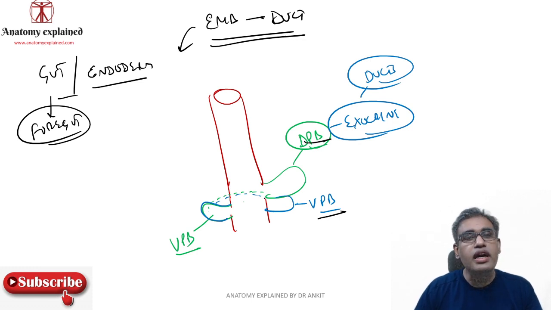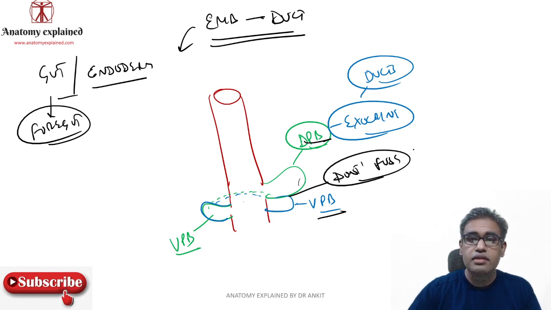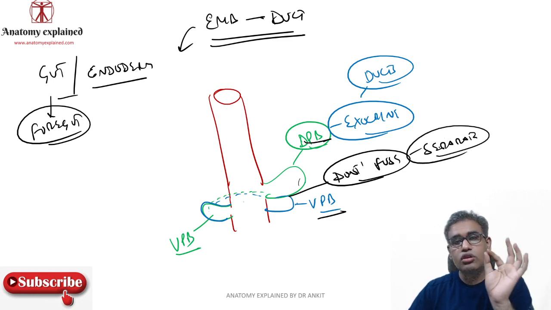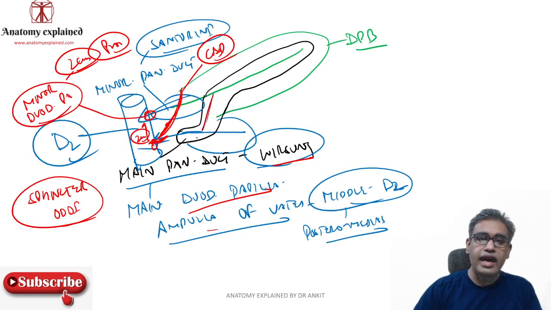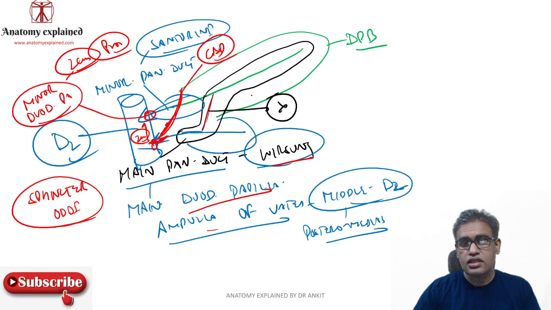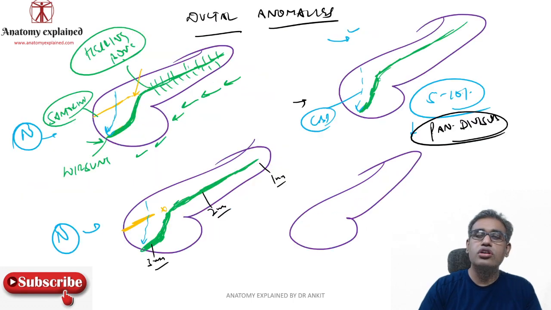The ventral bud goes behind, and then they align and fuse. Now if they don't fuse, if they remain separate, that is known as pancreas divisum. What will happen in this divisum? As they have not fused, this cross communication will not develop. This communication of the ducts will develop only when the bud has fused.